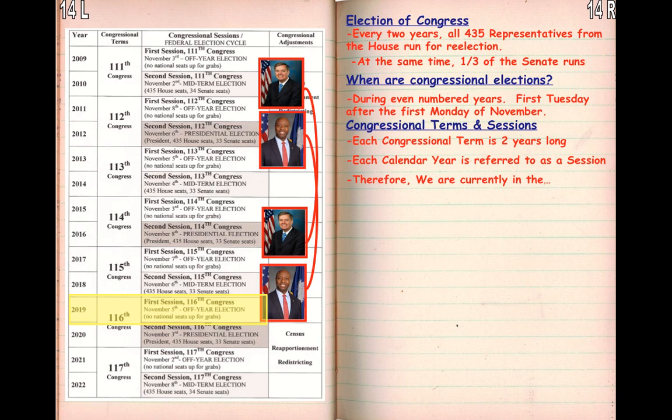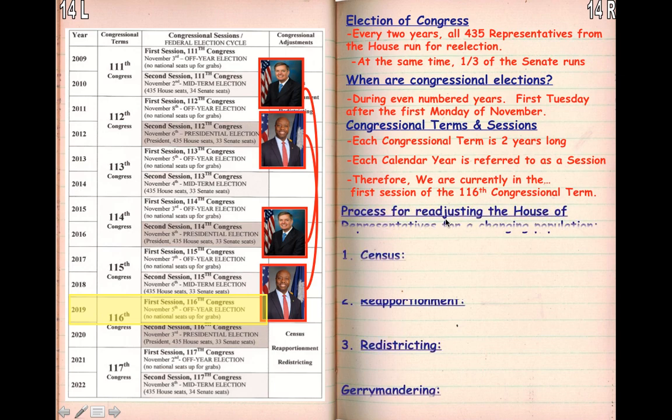Each congressional term is 2 years long. Okay, so over here you can see congressional terms. And then each calendar year is referred to as a session of that term. So therefore, we are currently in, this should say second, we are in the second session of the 116th congressional term.